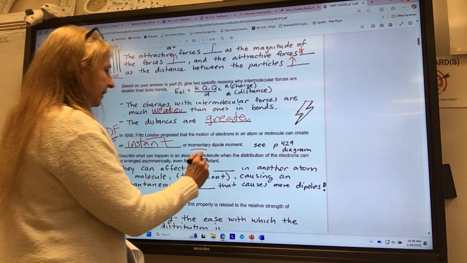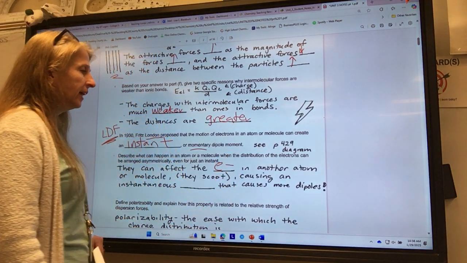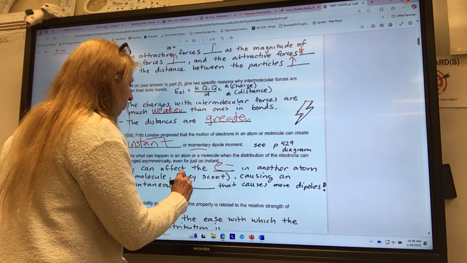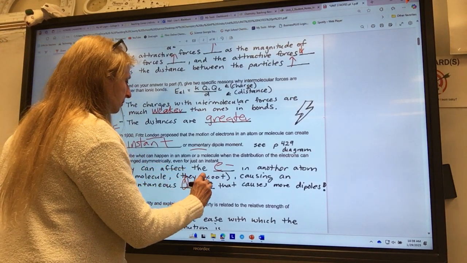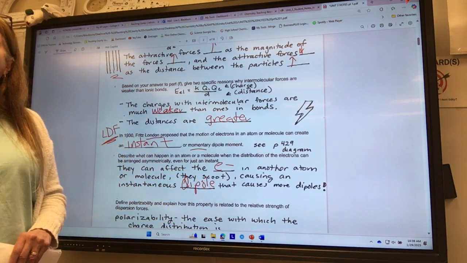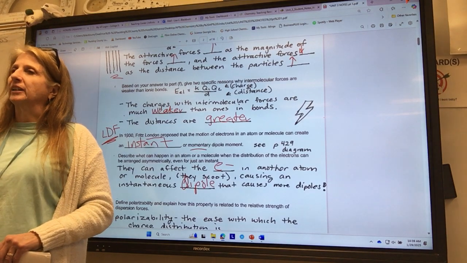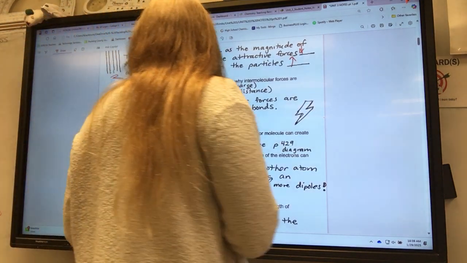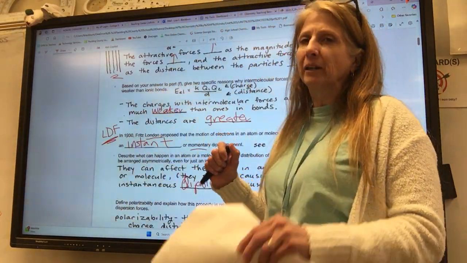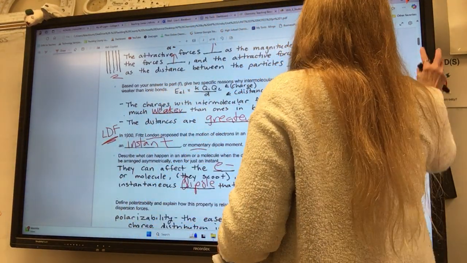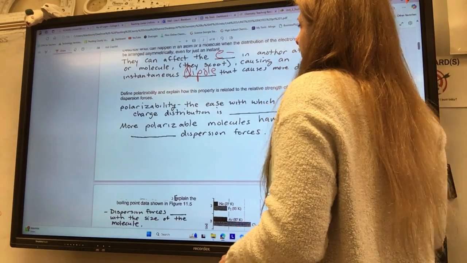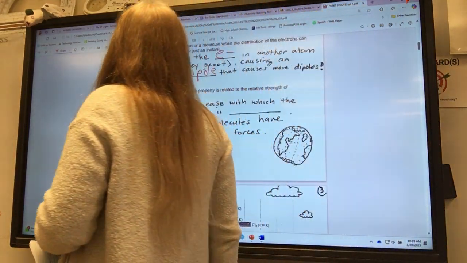They can affect the electrons in another atom or molecule. They scoot, causing an instantaneous dipole that causes more dipoles. So it sort of has a chain reaction. When somebody scoots, everybody does a little scooting, okay? Scooty forces, London dispersion. You can imagine people scooting around in London dancing. Okay, and everybody's got it. Everybody dances.